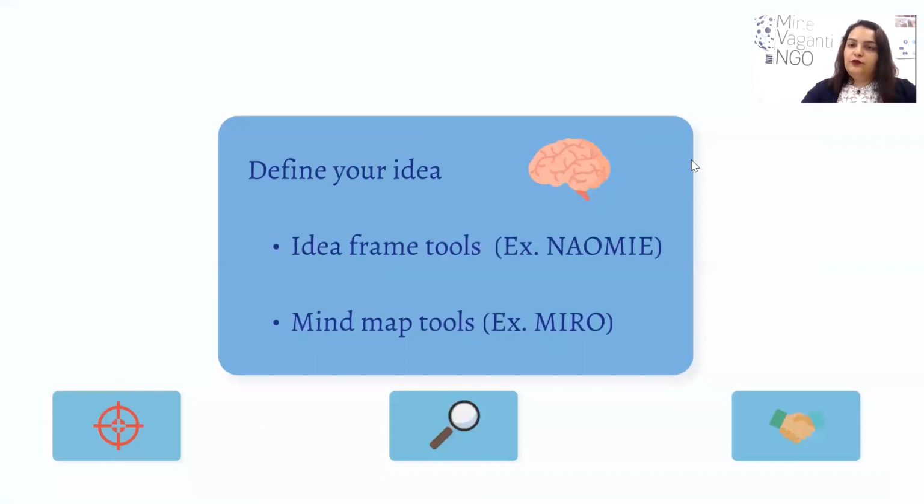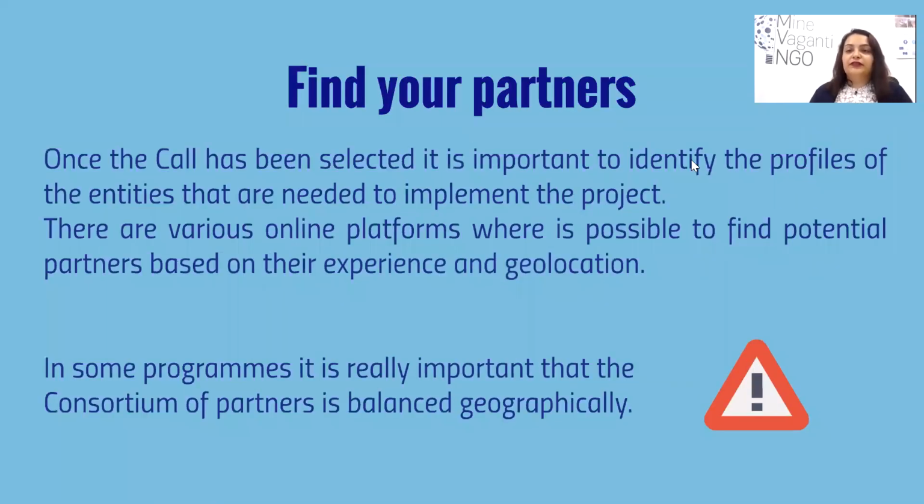So once you have identified the call that is matching your project idea, it is time to search for your partners. This is a really important step. There are a lot of official platforms in which you can search for your potential partners based on their geographical location and their expertise. Keep in mind that for some project proposals, it's really important that the consortium of partners is balanced geographically.